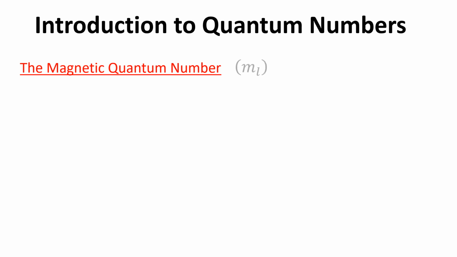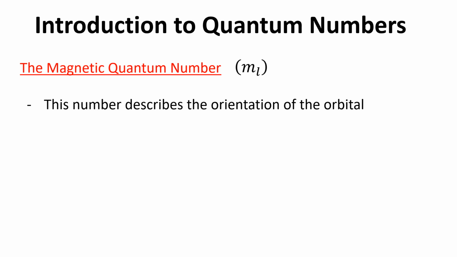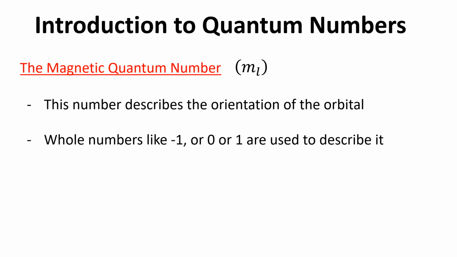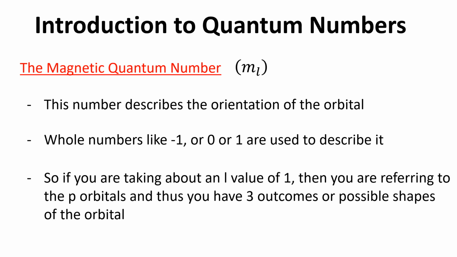So moving on to the next quantum number, this one's called m sub L. This number describes the orientation of the orbital. Whole numbers like -1 or 0 or 1 are used to describe it. This ties directly back to the shapes that we just saw on our previous slides. So if you're talking about an L value of 1, then you're referring to the p orbitals, and thus you have 3 outcomes or possible shapes of the orbitals.